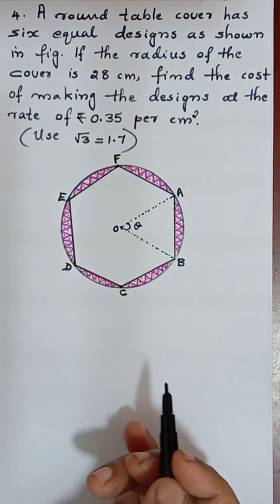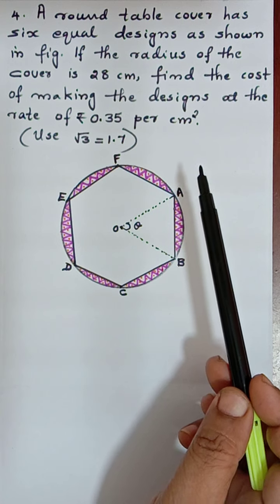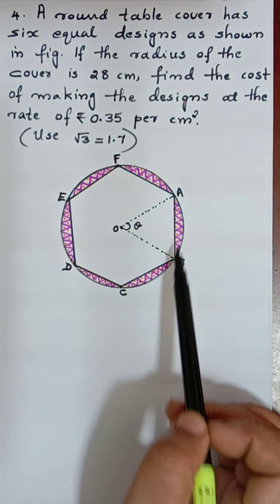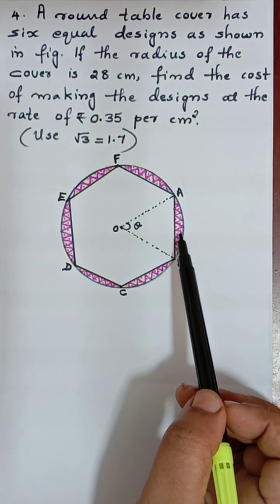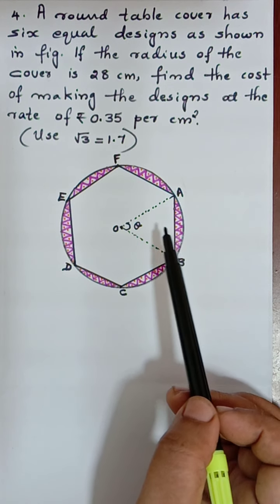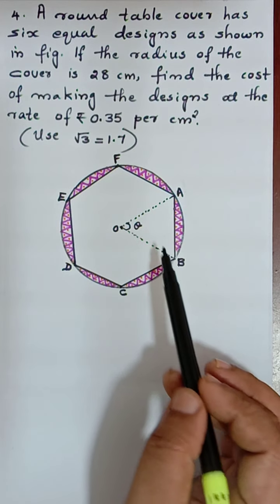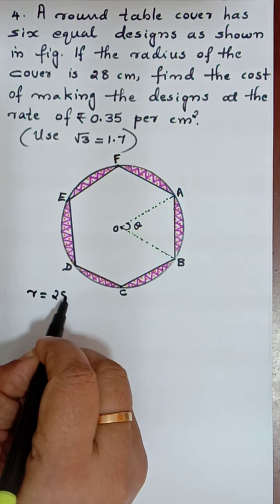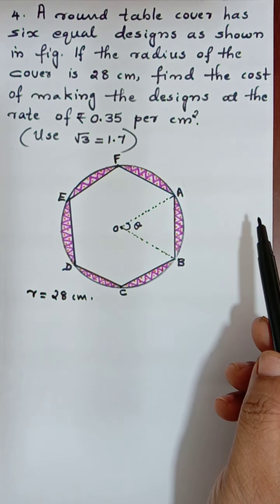Fourth question, this is today's last question. Very simple. Here we have to find out different segments. A round table cover has 6 equal designs as shown in the figure. You can see the designs. This pink area, 6 equal designs are there. As we say, it is a segment. We can call it a segment. If the radius of the cover is 28 centimeter, OA, OB, OC, OD, all these are radii of the circle. We can write it as radius equal to 28 centimeter. Find the cost of making the designs at the rate of rupees 0.35 per cm square.